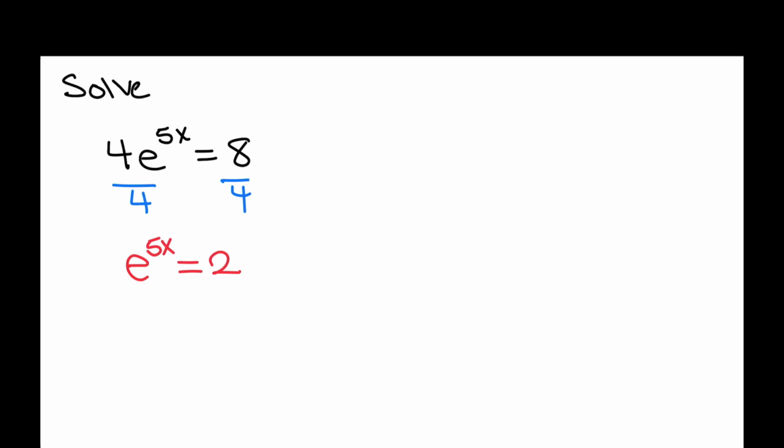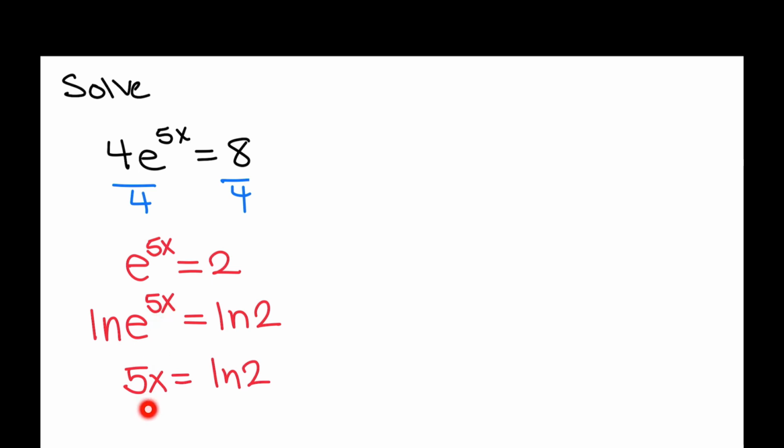Now that I have my exponential by itself, I'm going to use the exact same method I used in the previous example. I'm going to take the log of both sides. This time we have base e, so I'm going to take log base e, or natural log, of both sides. Natural log of e to the 5x is just 5x. Same reasoning as in the previous example. Log base e and e to a power are inverse operations. They undo each other, and we're just left with that 5x.